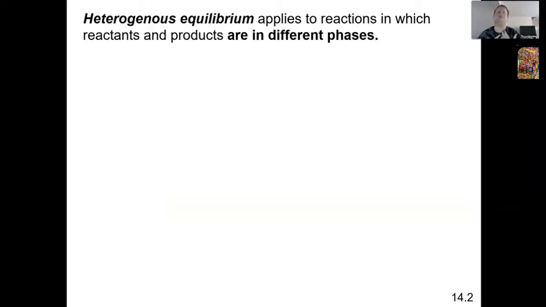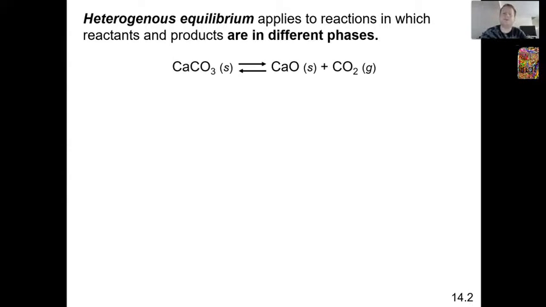All right, a heterogeneous equilibrium. So in other words, we have mixed states occurring. In that case, we had a homogeneous equilibrium, liquids and aqueous. In this case, heterogeneous means different things, different phases. So we've got calcium carbonate solid is going to become calcium oxide and CO2, and that's going to eventually reach equilibrium. Got solid and gas. Again, we do products over reactants, but in this case, we don't ever count the solids.